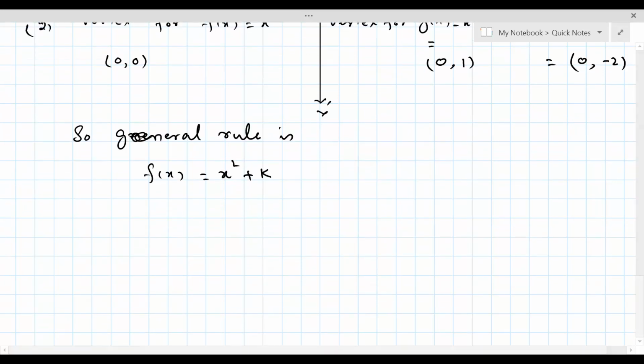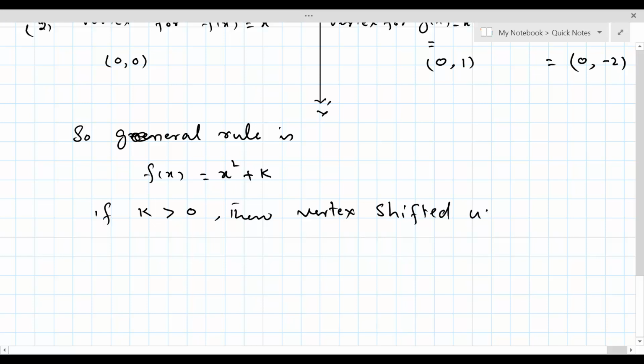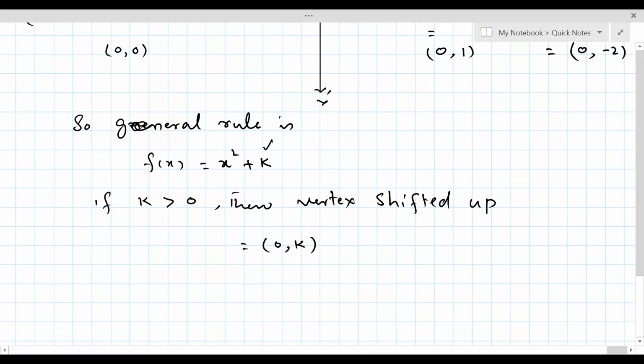If k is positive, if k is greater than 0, then the vertex is shifted up, and its new value is 0, k. So this number is in fact what makes all the difference for the coordinates of the vertex.